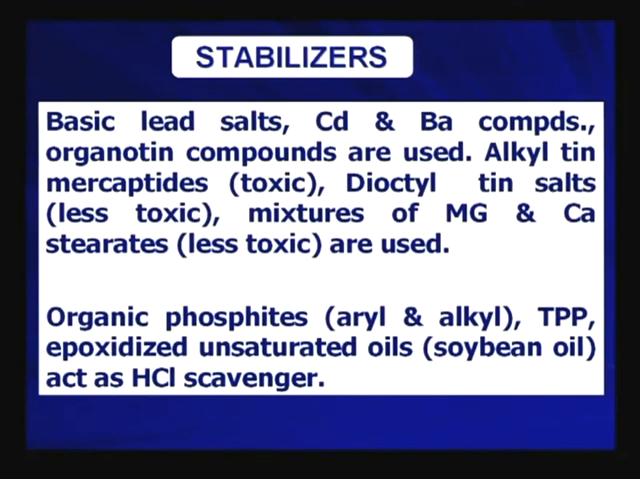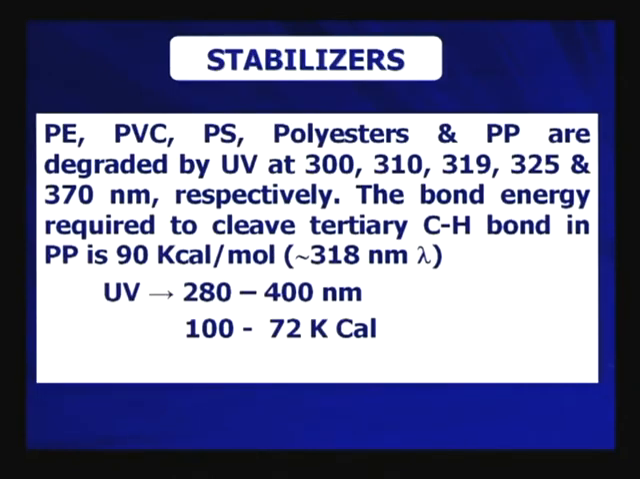So, epoxidized unsaturated oils, similarly natural rubber can be epoxidized. ENR, epoxidized natural rubber, is available commercially, which means the double bond is epoxidized to an epoxy compound. So, those act as HCl scavengers. Once some HCl is produced, it will be consumed by the epoxy. This way it stabilizes the polymer.